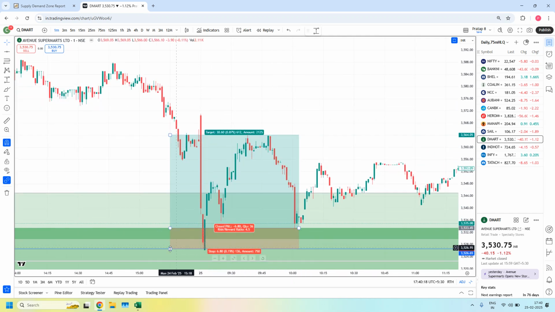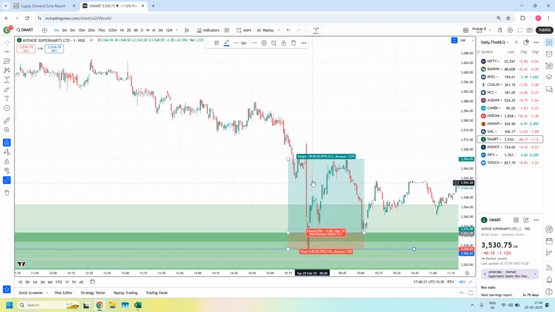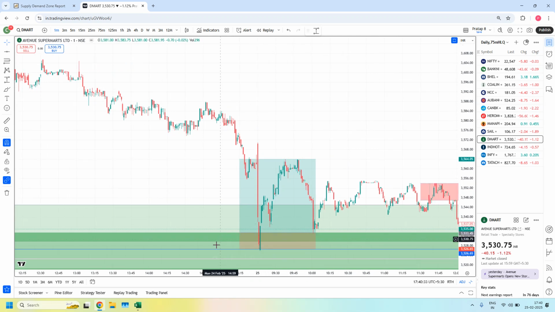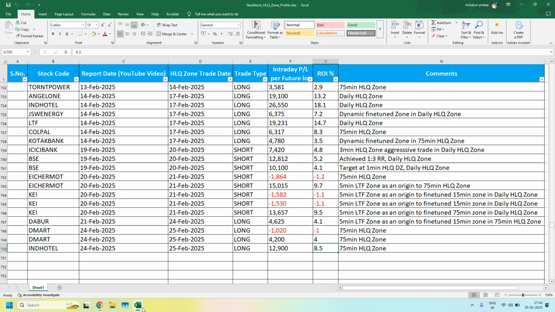But according to our software calculation, it hit the stop loss. After that, 65 paisa below it went and sharply it moved up. Otherwise, you would have got a good profit, huge profit. But anyway, it hit the stop loss value. What is the loss it has given? 1020 rupees. That is 1% negative ROA.